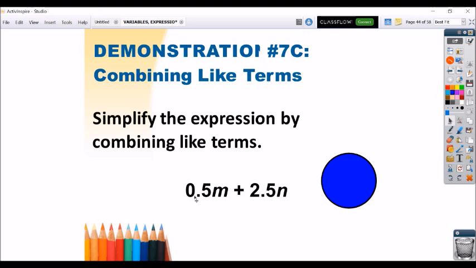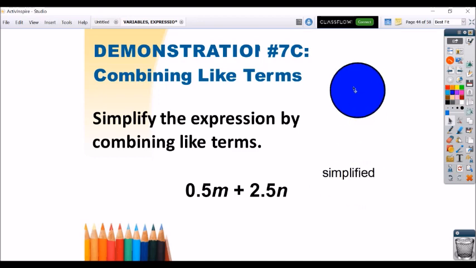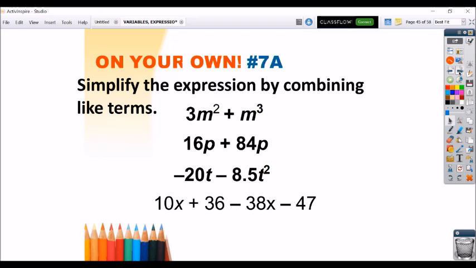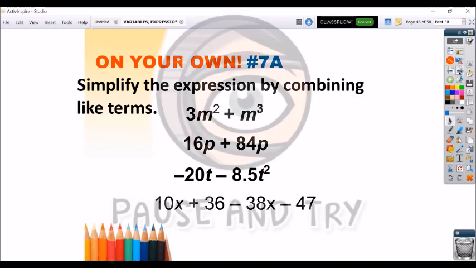So here I have 5/10 m plus 2 5/10 n. So this is an m and this is an n. Do I have anything in common there? I do not. So this is simplified. This one's already simplified. So I want to give you guys a few minutes to pause the video on this screen and try to work these on your own.